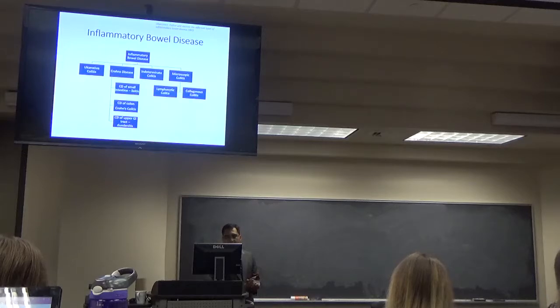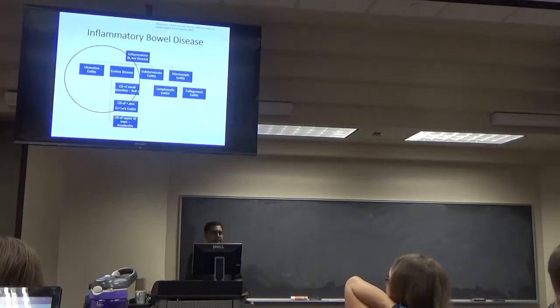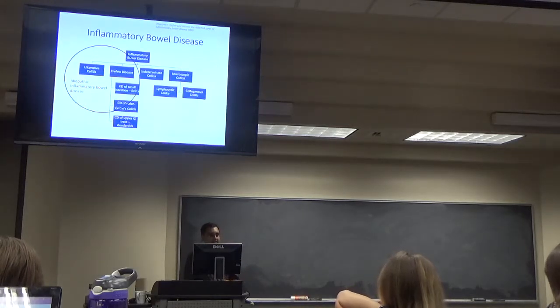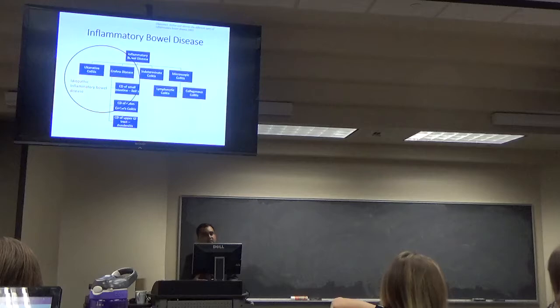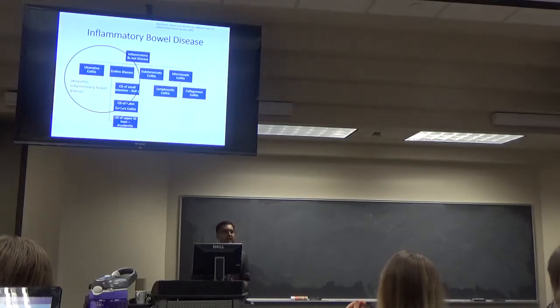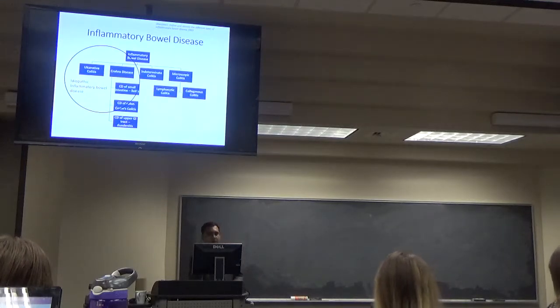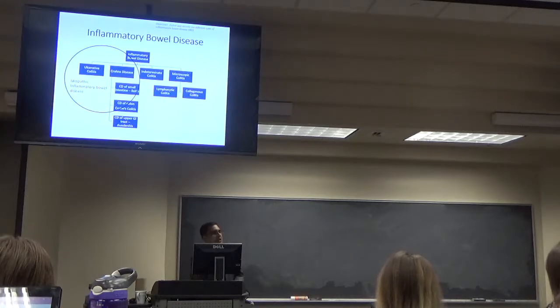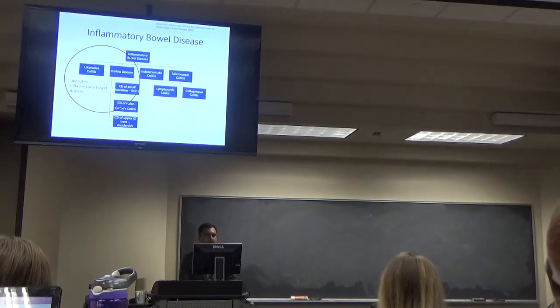Some people call it indeterminate colitis also. Now, Crohn's and ulcerative colitis are actually called idiopathic inflammatory bowel disease. For the sake of discussion, we will call it IBD, which means Crohn's disease and ulcerative colitis. So whenever I say IBD from now onwards, we will mean Crohn's disease and ulcerative colitis. Just to let you know that there are other categories also, like microscopic colitis and indeterminate colitis.